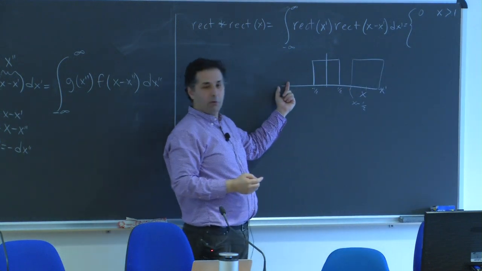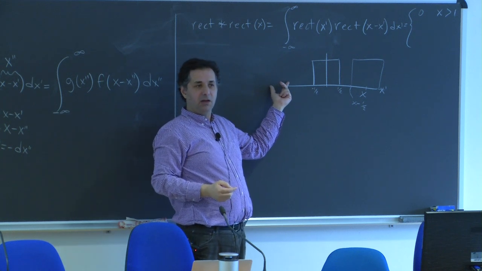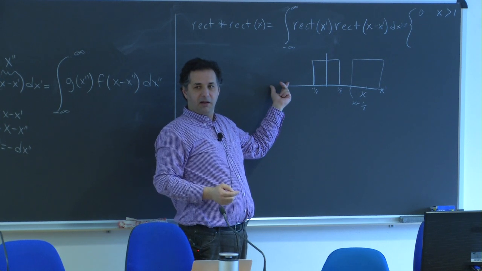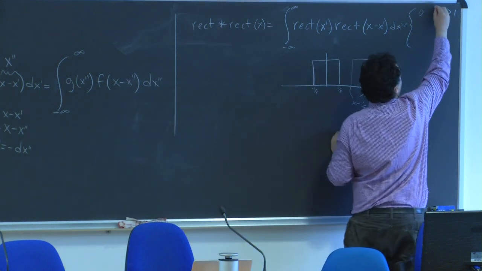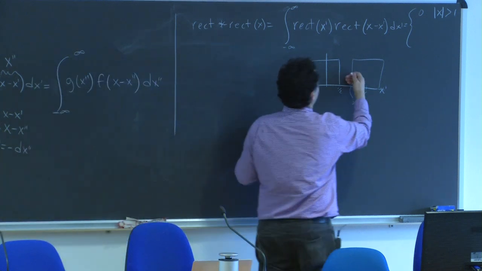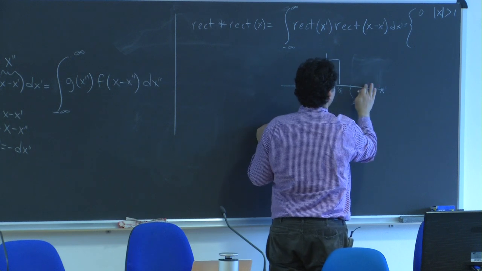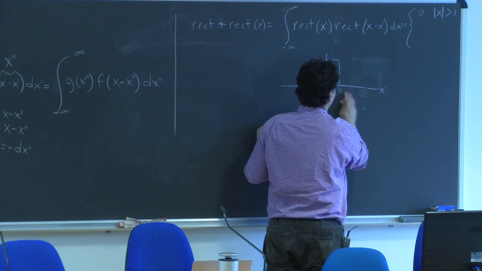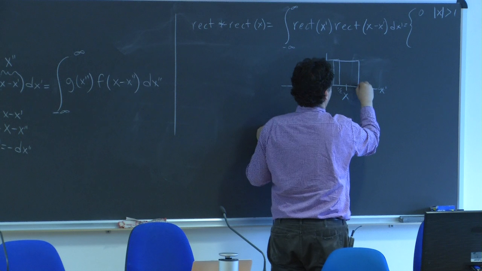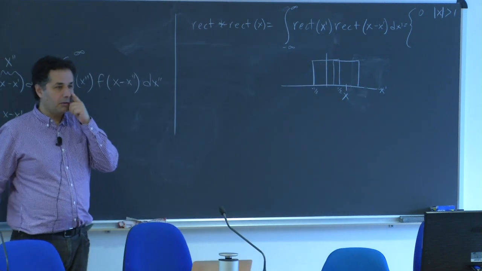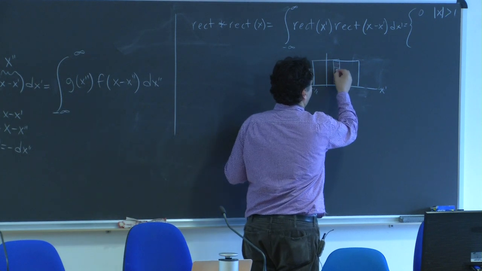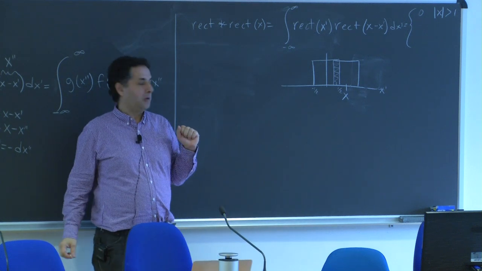What if it were on this side? When is it 0? When x is what? Minus 1 or less. So can I just say this and count for both cases? Okay. And now, what happens when it is, let's say, here? This is x. So now we have this. What is that integral? The area of this thing here.